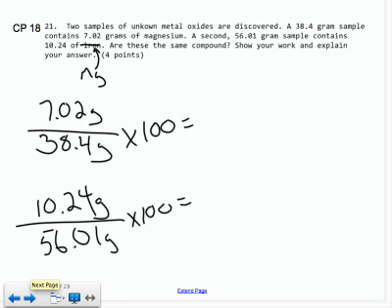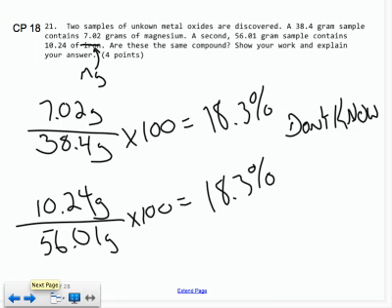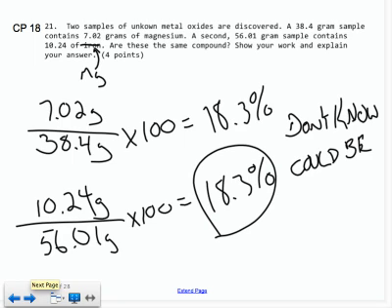So the percentage in the first one comes out to 18.3%. The second one says 18.3% as well. So the question is, are they the same compound? The answer is that we don't know. They could be, okay, but we can't say for sure because we don't know what the other roughly 82% of either compound is. We simply know that they're both 18.3% magnesium.